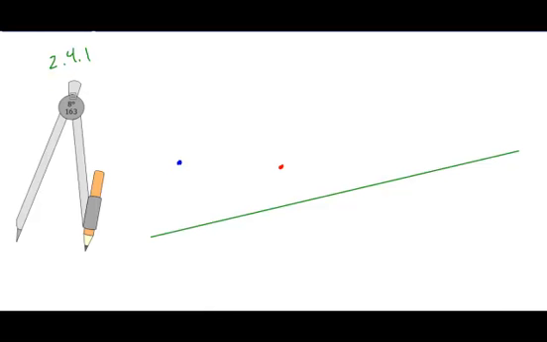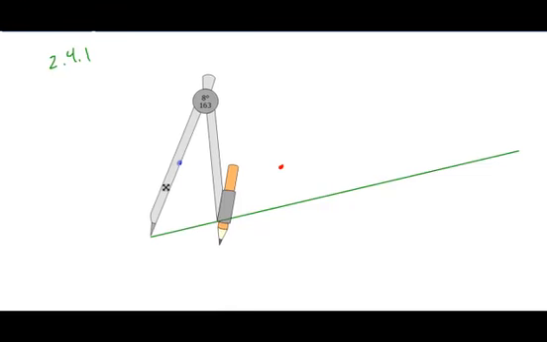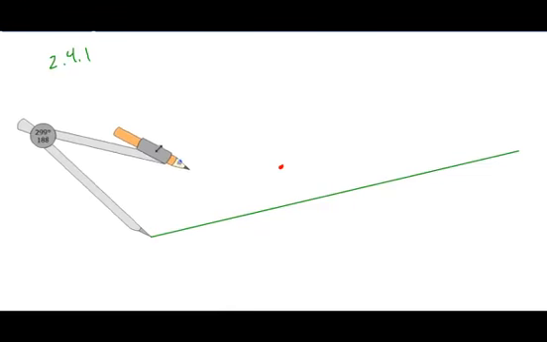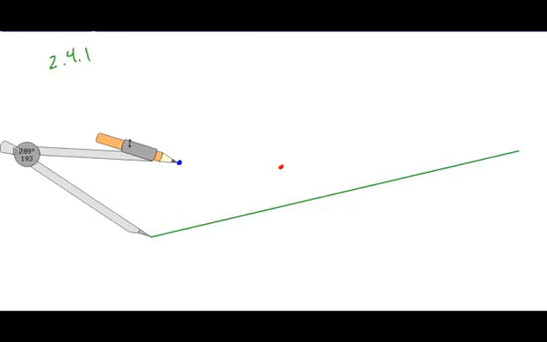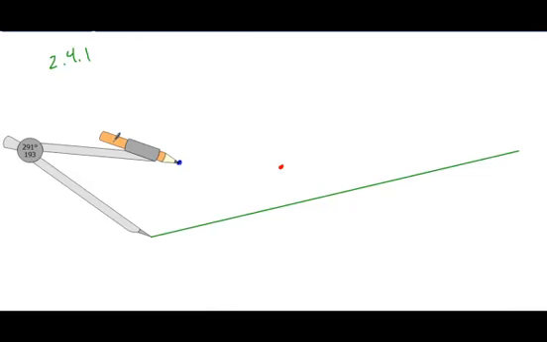A couple different ways to construct parallel lines would involve first using the rhombus method. If you use the rhombus method, what you would do is place your compass tip at the endpoint of your original line and extend it so that it passes through the given point that you're looking to draw your parallel line through.